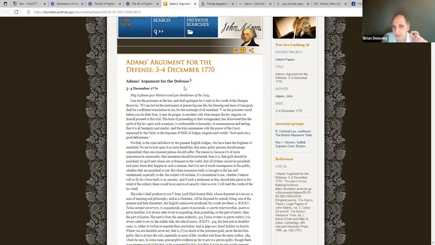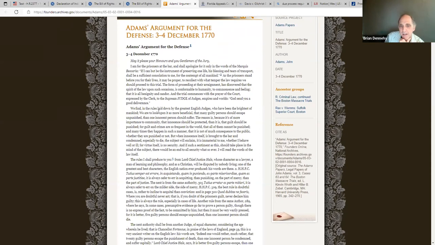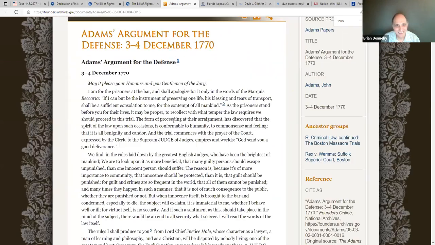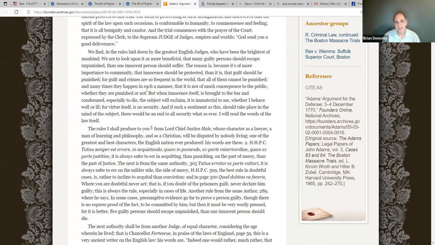So this is John Adams' arguments for the defense. This was from a hearing in which he was representing the British soldiers who committed the Boston Massacre. And so what he says is, and I'll make the text bigger.